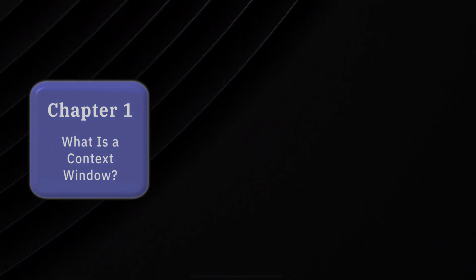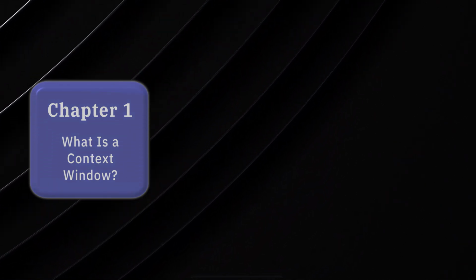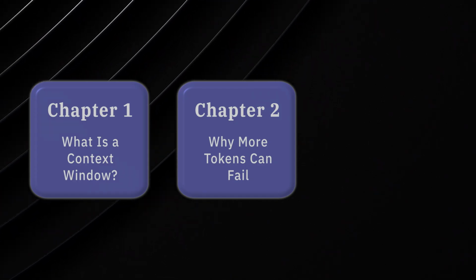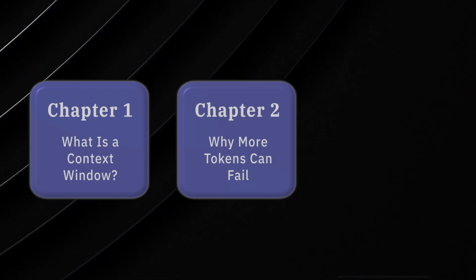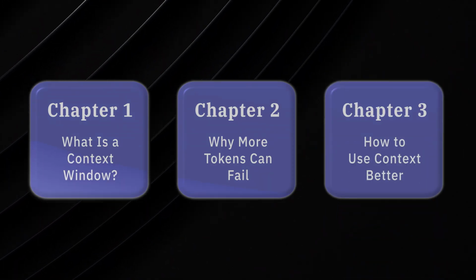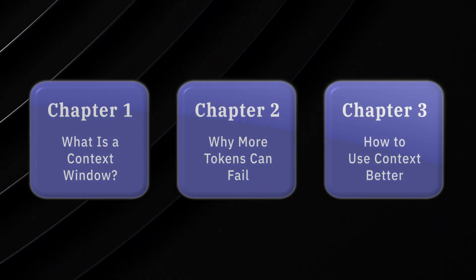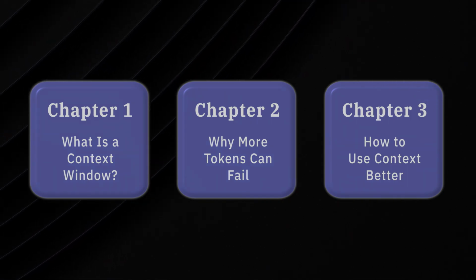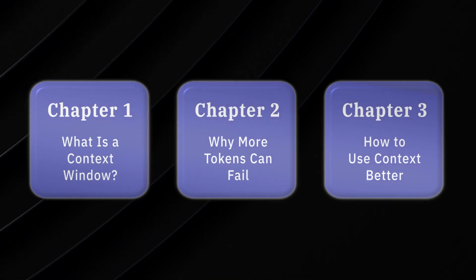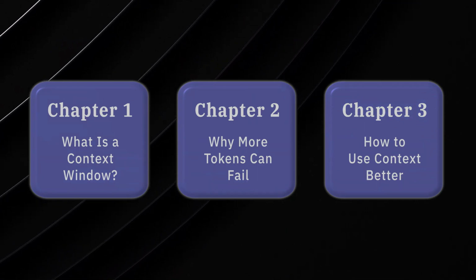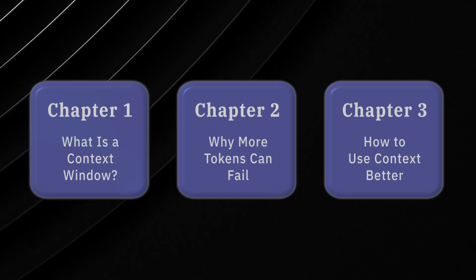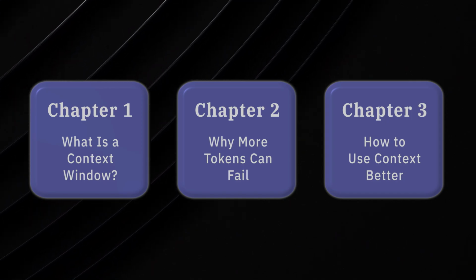In this video, we'll break this into three parts. First, what a context window actually is. Second, why putting more tokens into that window does not automatically mean the model understands the document better. And third, what this means in real systems, where clean retrieval, chunking, re-ranking, and prompting often matter more than simply giving the model everything at once.